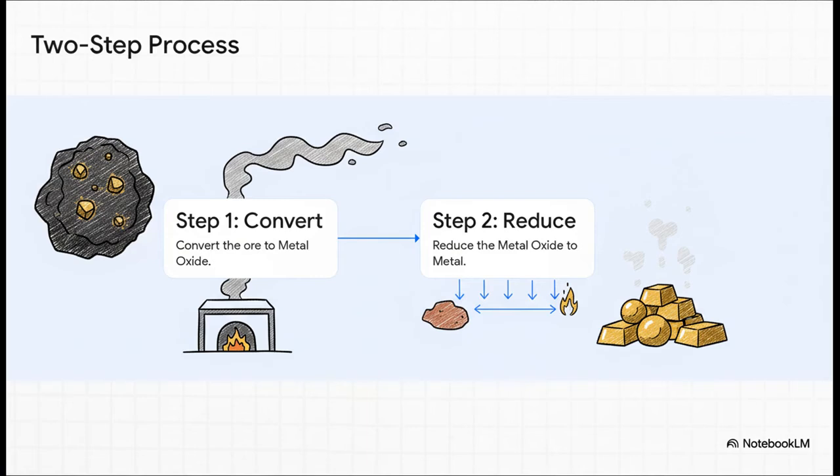Step 1 is to convert the ore into its metal oxide. Now you might ask, why? Why an oxide? Well, it's because it's much easier to get a metal from its oxide than from its sulfide or carbonate ore. So first we make the oxide. Then, step 2 is to reduce that metal oxide to get our pure metal.